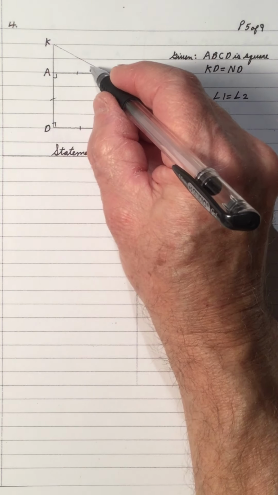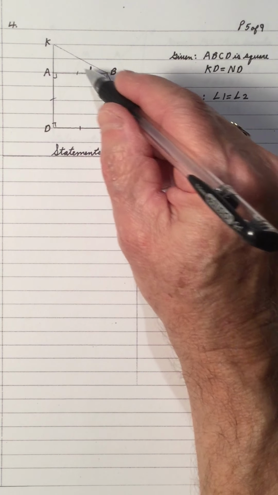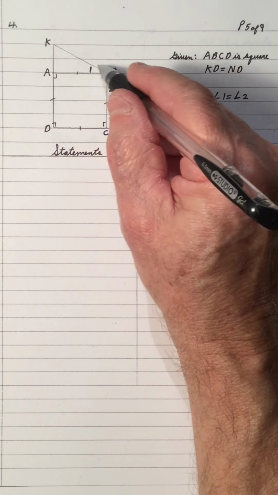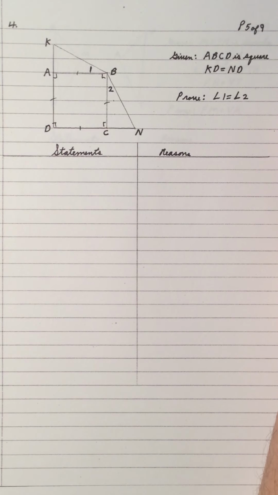And we have to prove that angle 1 is equal to angle 2. Angles 1 and 2 are in the triangles. So if we can prove these two triangles congruent, then we get 1 equals 2 by CPCTC.